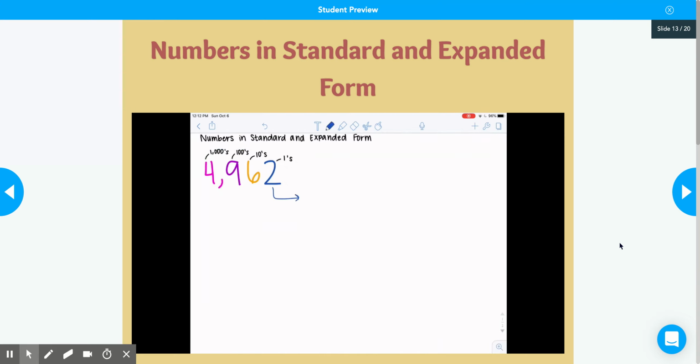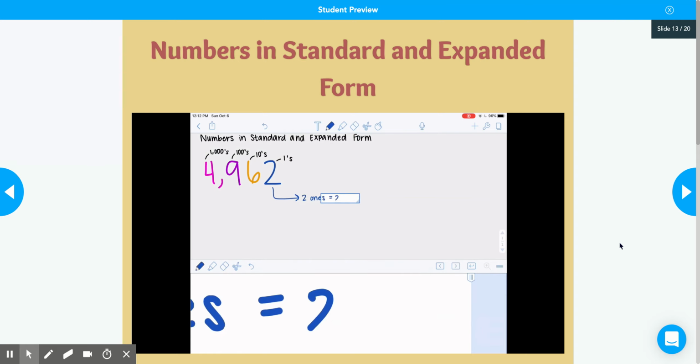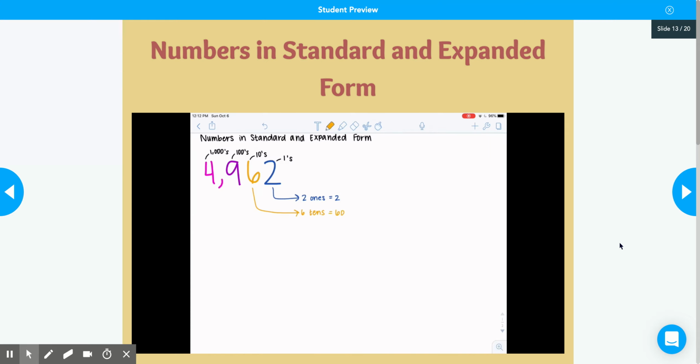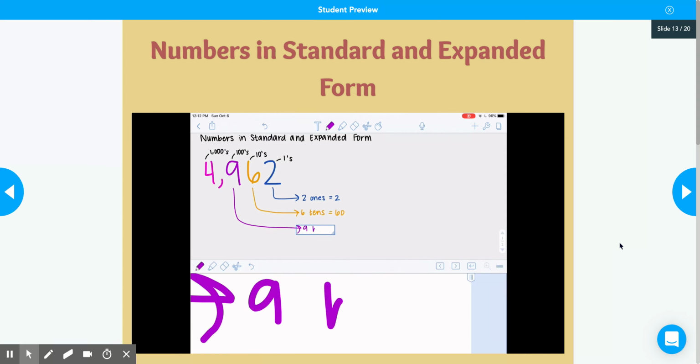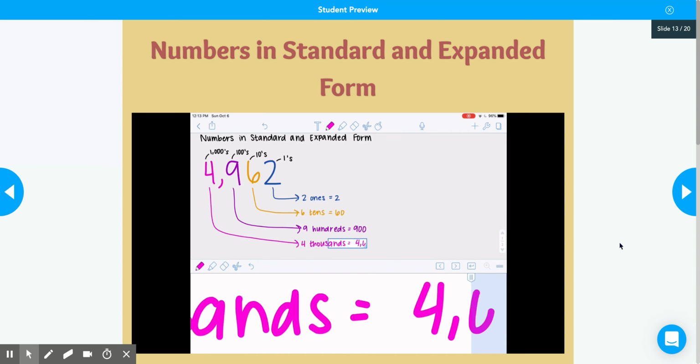And now let's talk about what each number literally represents. The 2 equals 2 ones, which is just 2. The 6 is in the tens place, so the 6 equals 6 tens, which is just 60. The 9 equals 9 hundreds, which is 900. And the 4 equals 4 thousands, which is 4,000.